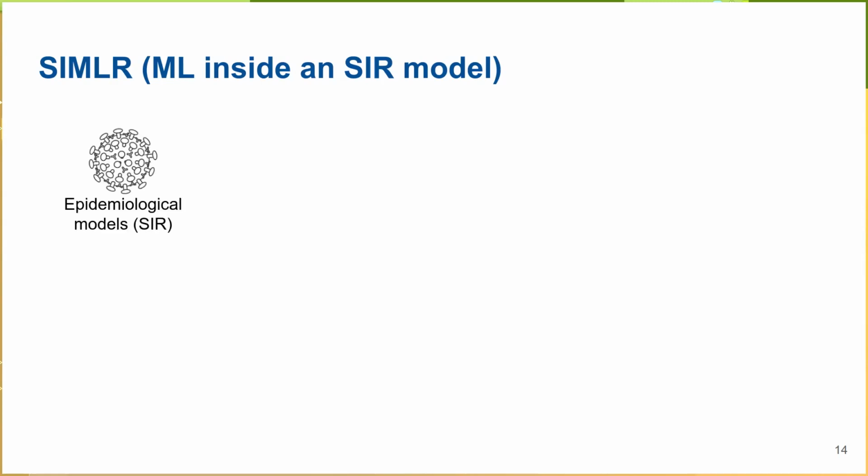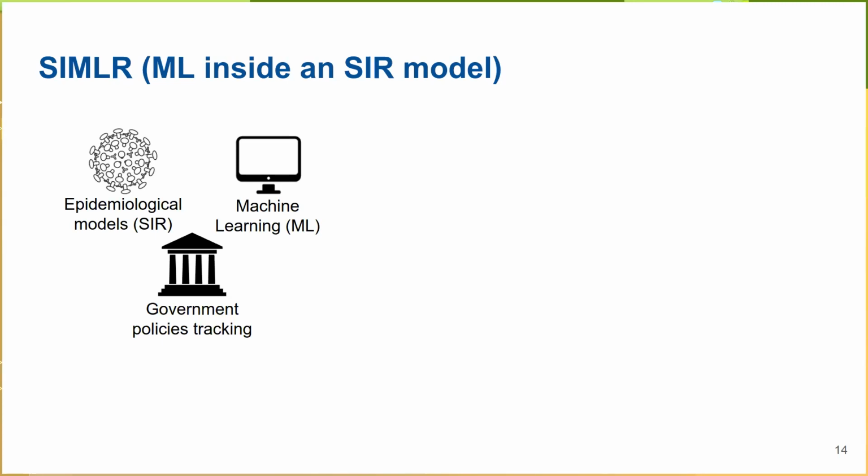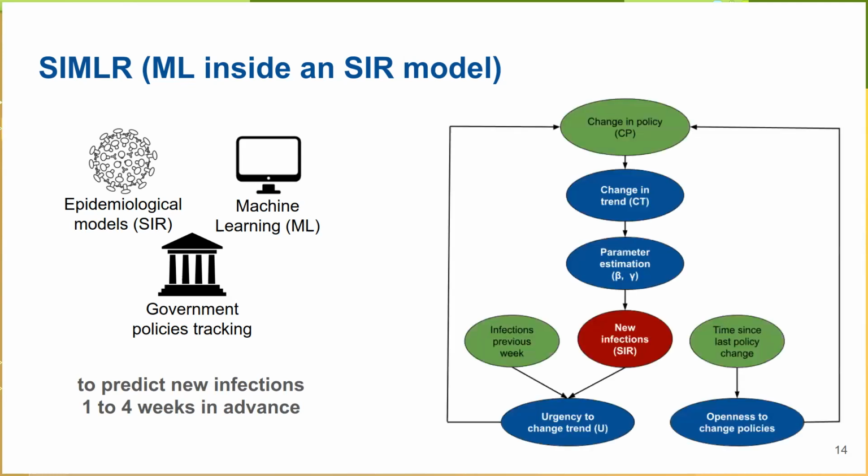But the main idea is that we make a combination of epidemiological models, machine learning models, and we track the government policies in order to predict new infections 1 to 4 weeks in advance. And we incorporate this into a graphical model that I'm going to talk about later. And then we got state-of-the-art results.